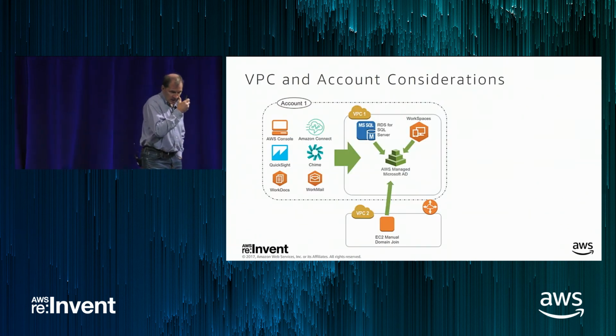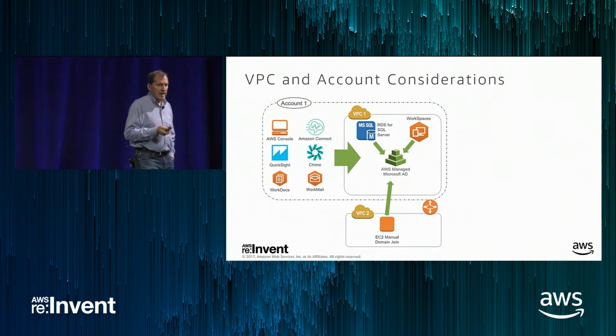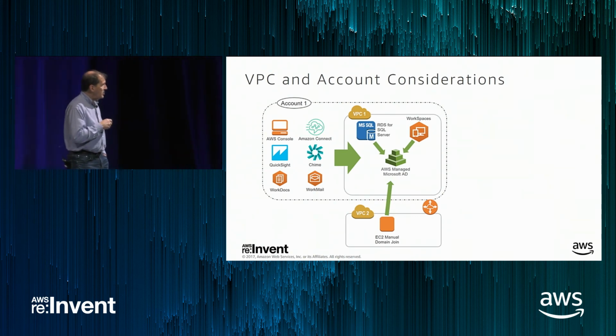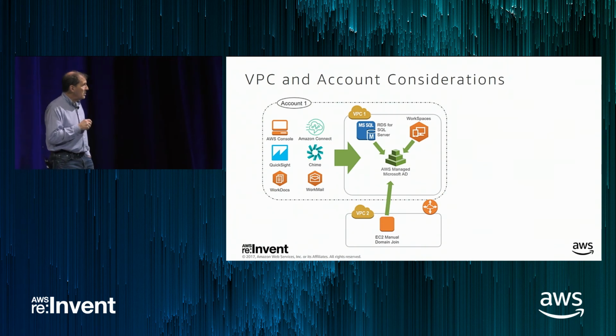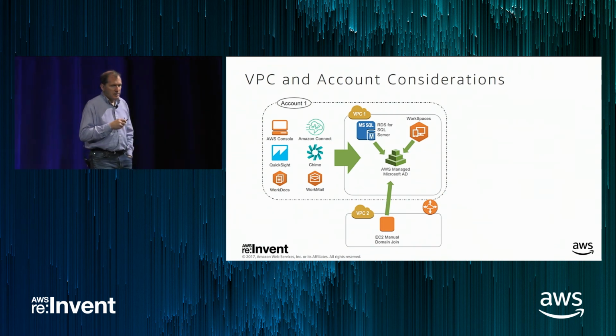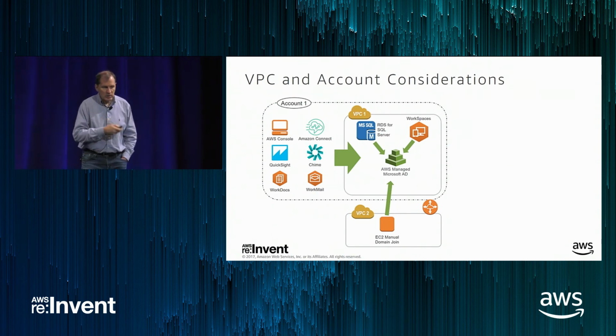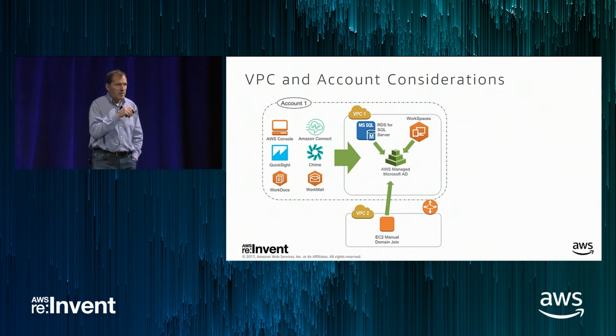Let's talk about the VPCs and account considerations. So if you have AWS applications that are using your directory, those applications have to be in the same account as where your directory is. So if you're using QuickSight or Amazon Connect or Chime or WorkMail or WorkDocs, those have to be in the same account. So that works.